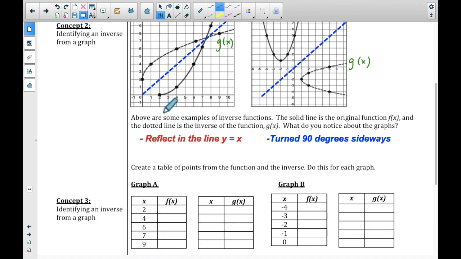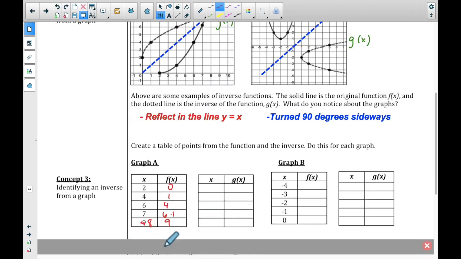So for instance, if we look at the graph and we're looking at f of x, that was the solid line. At the point 2, we're at (2, 0). And at the point 4, we're at (4, 1). Okay, so continue to go through and just fill in those last couple of boxes there. And I think in the table it would be helpful to change that from a 9 to an 8.